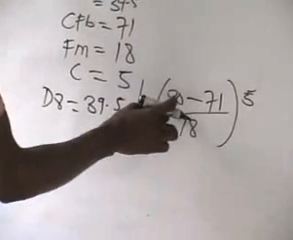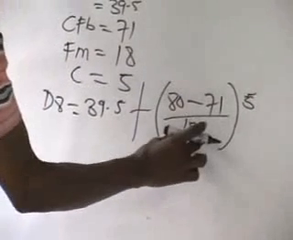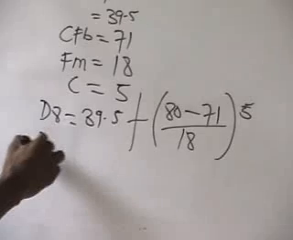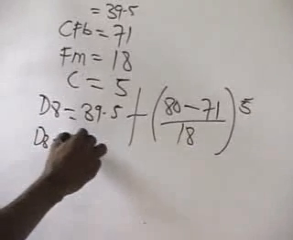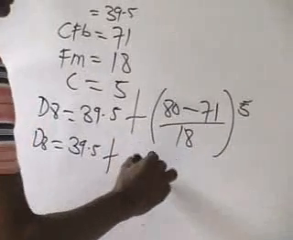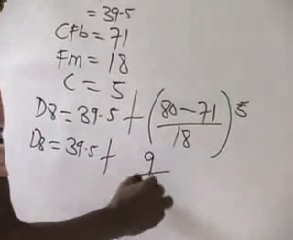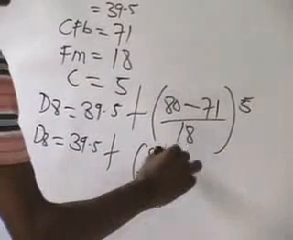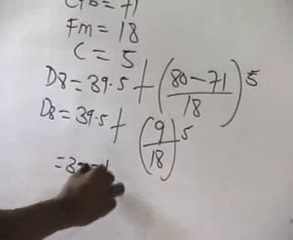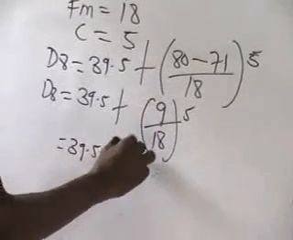L1, all this is this, then CFB is this, FM is this, then C is 5. So that's just it. So we now have D8 equals 39.5 plus 70 minus 7, that is 9 over 18, bracket 5. So we now have 39.5 plus 9 times 5, that is 45.